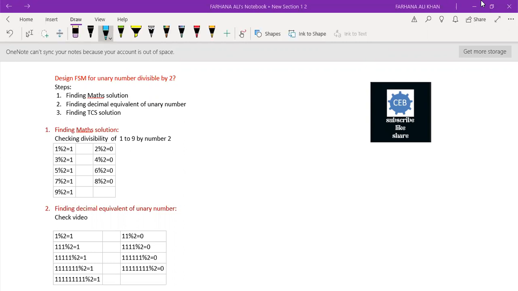Today we will design an FSM for unary numbers divisible by 2. So what are the steps? The first step is finding the math solution. Now, what is a mathematical solution? It is how we used to divide the decimal number by 2.